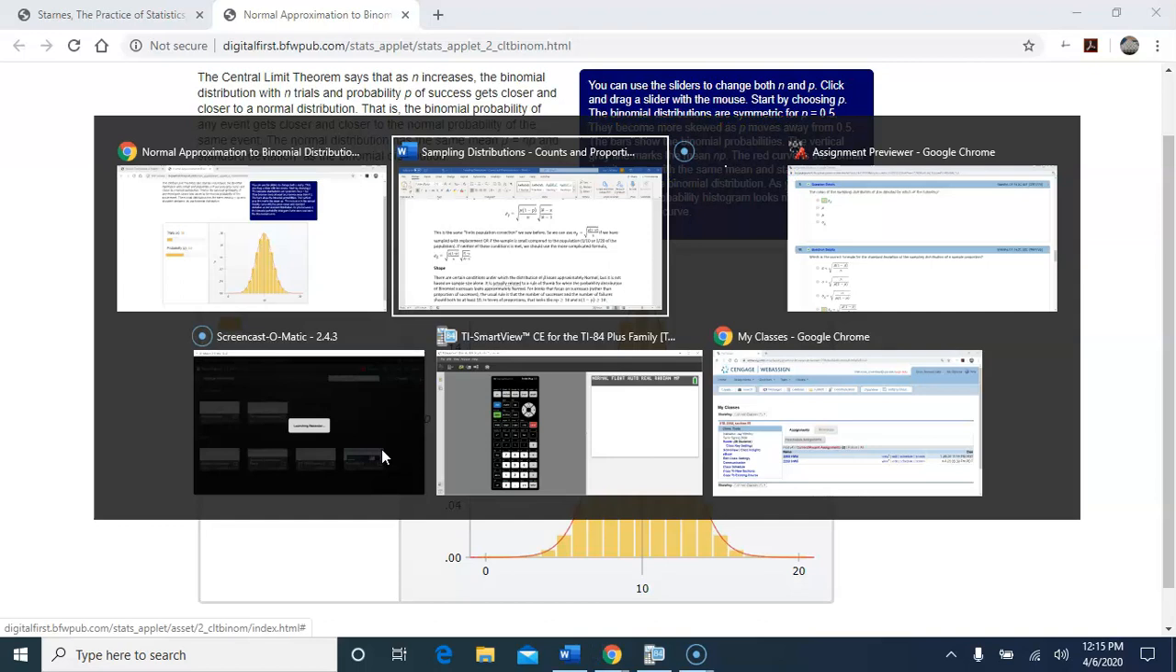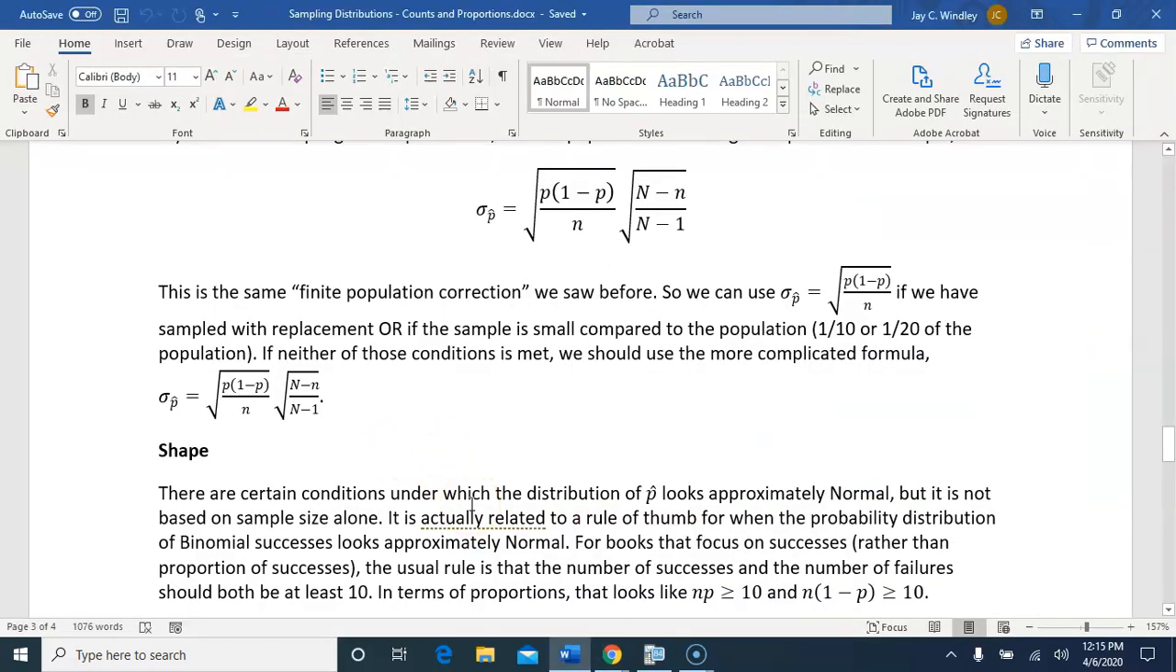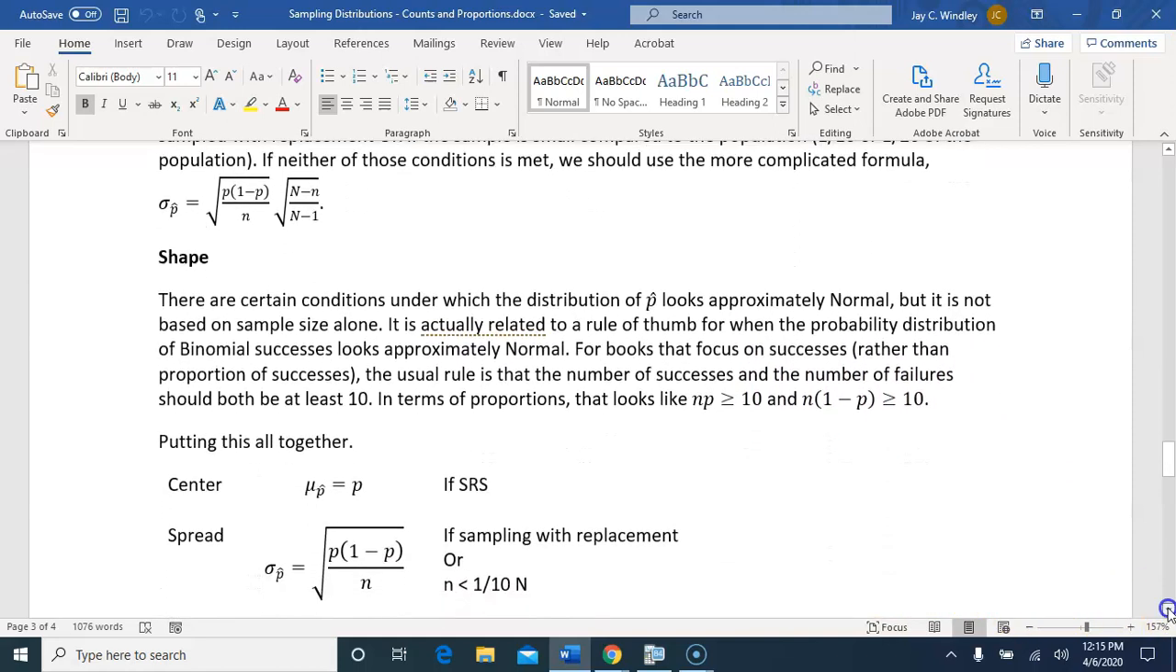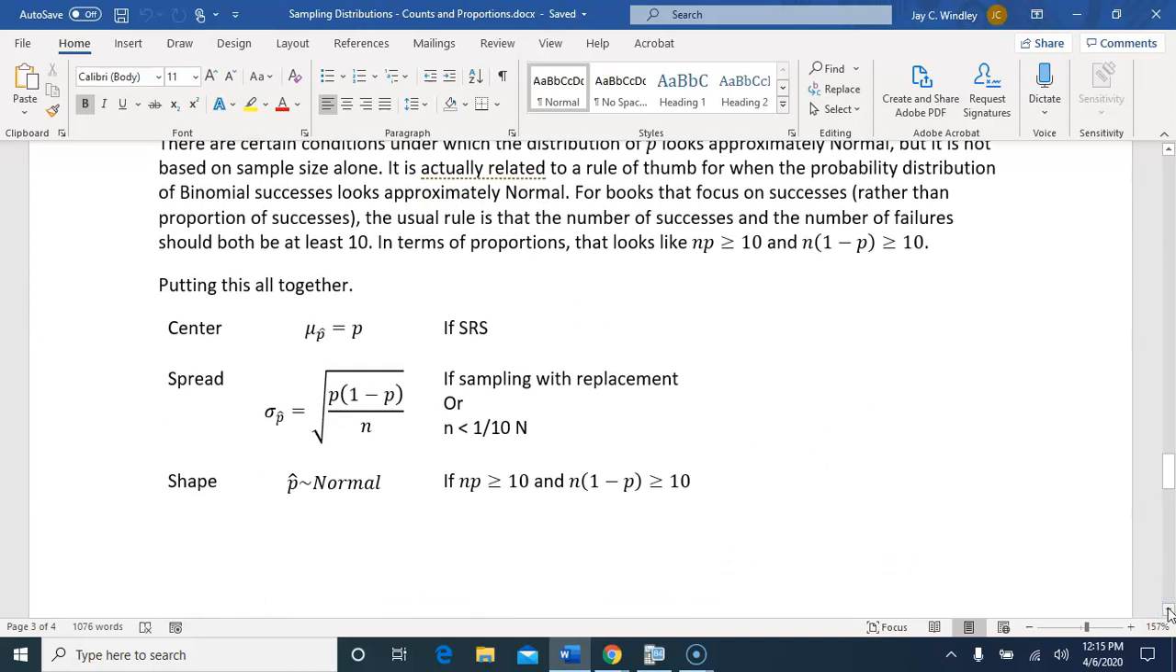So anyways, back to this document. The usual rule of thumb is that the number of successes and the number of failures should both be at least 10. And in terms of proportions, that means the sample size times the probability of success should be at least 10, and the sample size times the probability of failure should be at least 10. So, putting that all together, we have a formula for the mean of the p-hats, a formula for the standard deviation of the p-hats, and a condition under which the distribution of p-hats looks approximately normal.